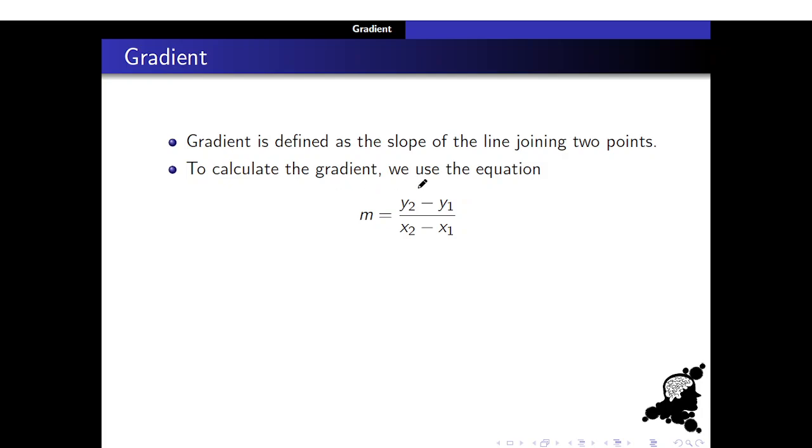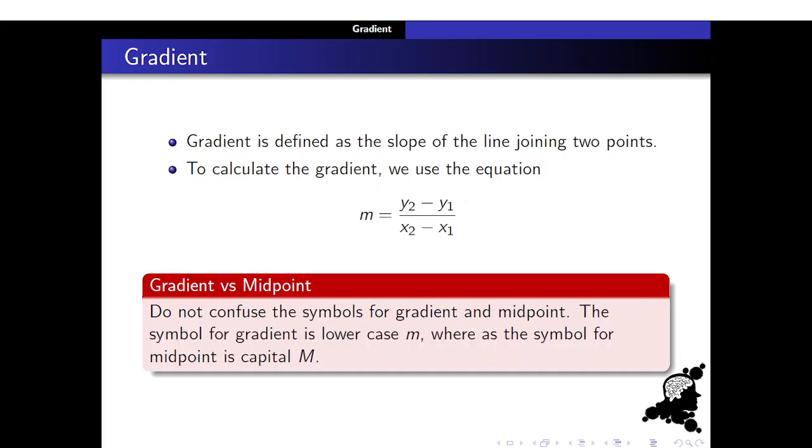Now, to calculate the gradient using two coordinates, we need to use the formula y2 minus y1 over x2 minus x1. Once again, just like what we said in the distance formula and in the midpoint formula, we can write this as y1 minus y2, but then we have to start with x1 minus x2. Swapping the coordinates unnecessarily will cause you to have an incorrect answer.